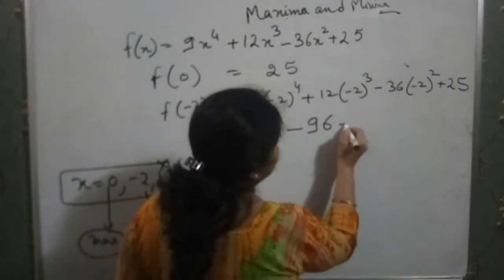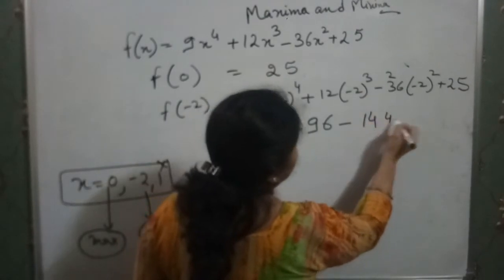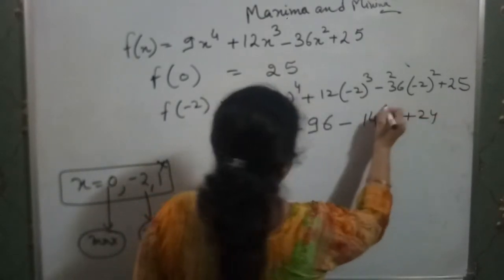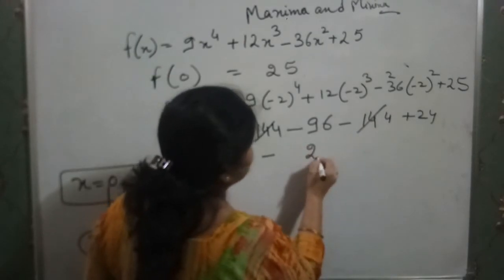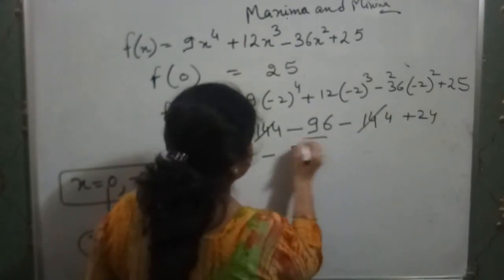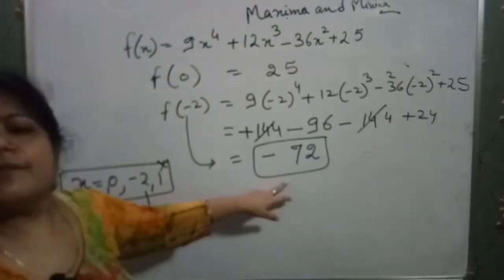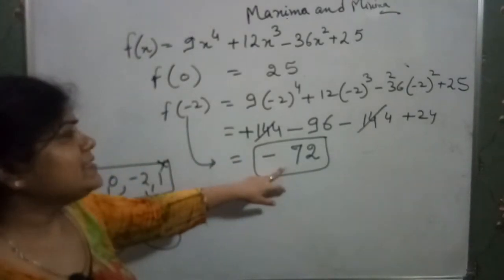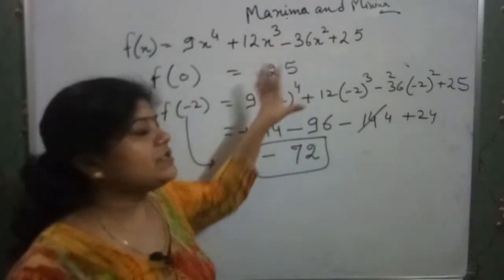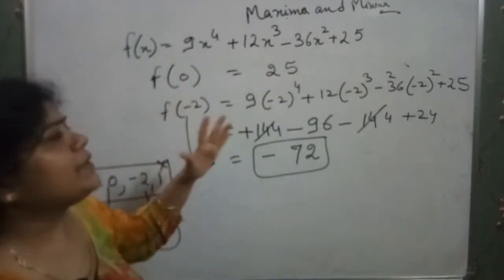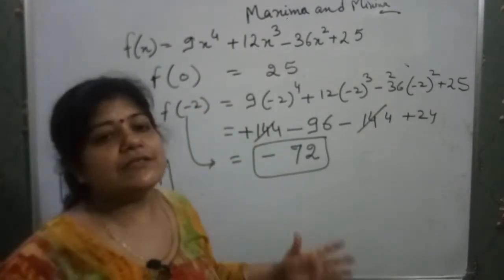Now this is 2 2s are 4, 4 6s are 24, 2 4s are 8, 3 4s are 12, 13, 14 plus 25. This gets cancelled and we get a negative value. So as you see, at minus 2 we got the minimum value, negative, that is minus 72. At 0 we got the maximum value of 25. So this is the value. So this is the chapter of whole maxima and minima which you can do.